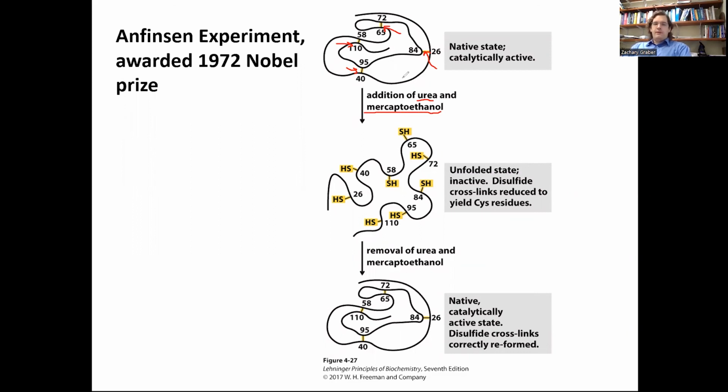So once he added those denaturing agents, he was able to break up the interactions and form an unfolded structure for the protein here. Now, once you removed the urea and the mercaptoethanol, the structure actually refolded into the native state. So depending on the protein, some proteins are able to reversibly denature and then fold themselves again into the correct structure. However, there are many proteins that are unable to do this, right?